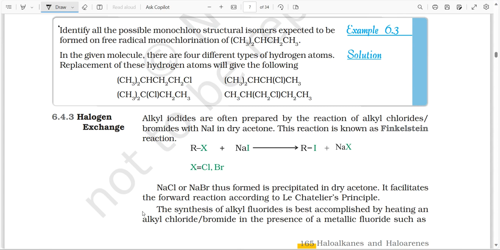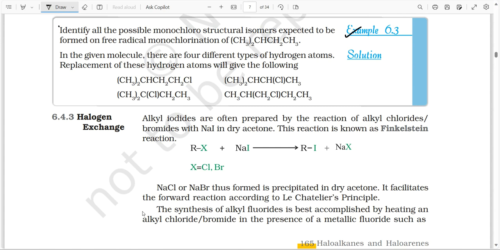In the previous class, we discussed the preparations of haloalkanes or alkyl halides. We prepared haloalkanes from hydrocarbons. So I hope example 6.3 is clear to you. Now let us try to understand within 2 minutes.